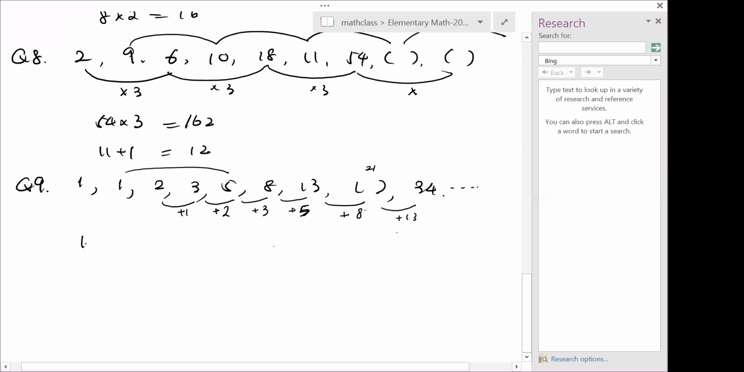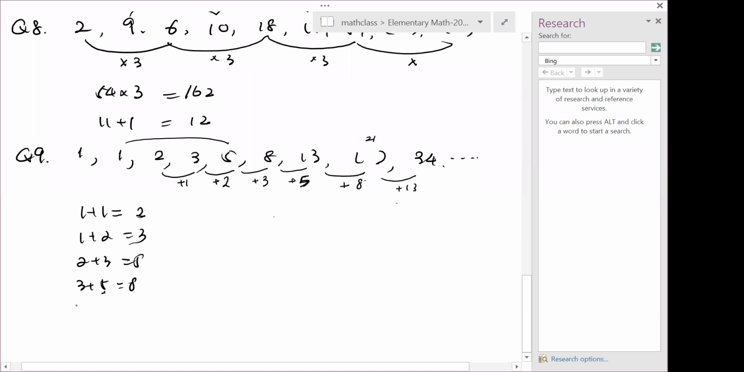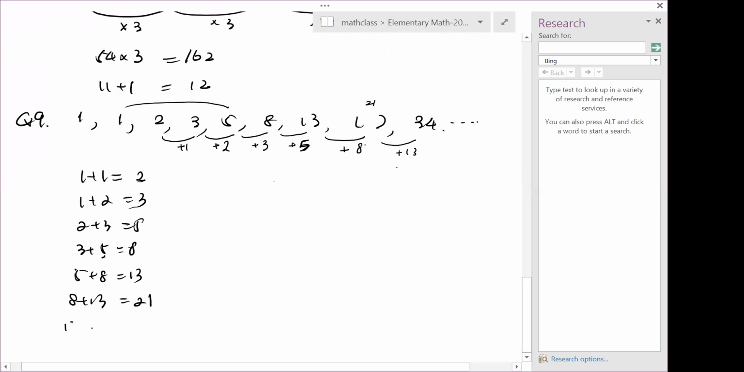Another way you can figure it out is we add the previous 2 terms to get the next one. 1 plus 2, we get 3. 2 plus 3, we get 5. And 3 plus 5, we get the next one. The previous 2 terms, add them together, you generate the next one. And then 5 plus 8 is 13, right? 8 plus 13 is going to be 21. And you double check, 13 plus 21 is going to be 34. So this is the answer, okay?